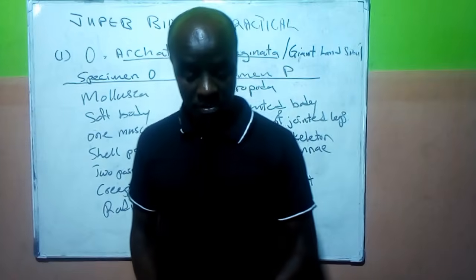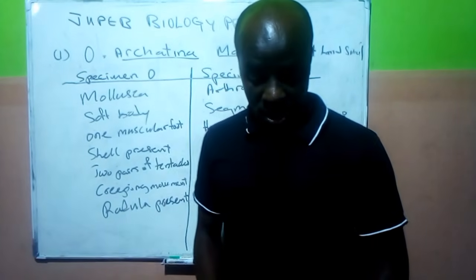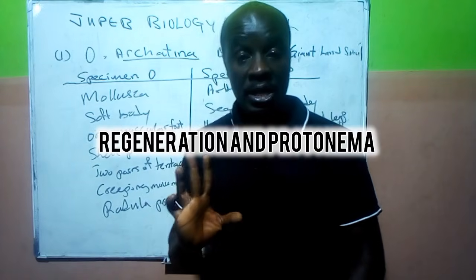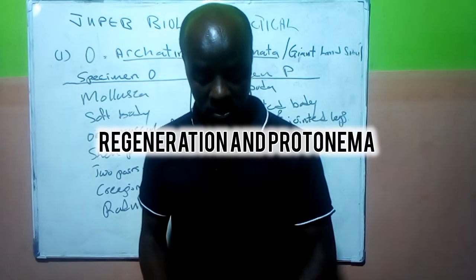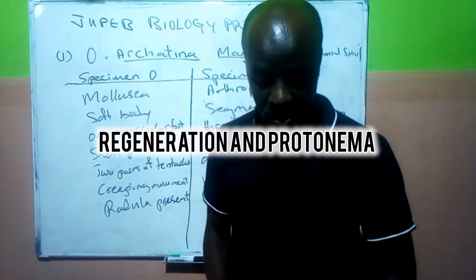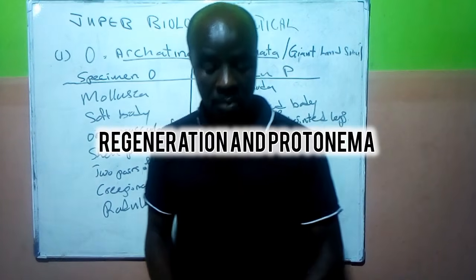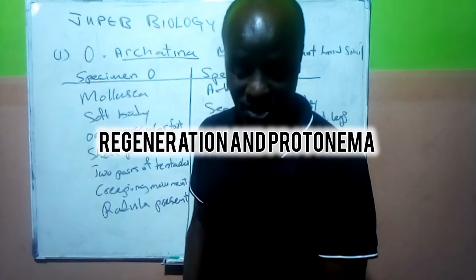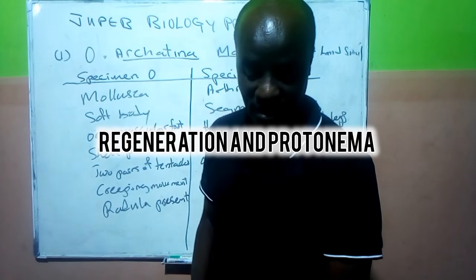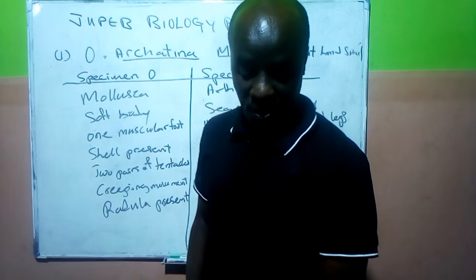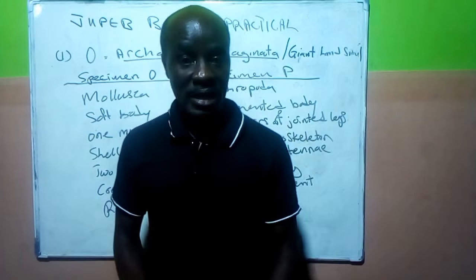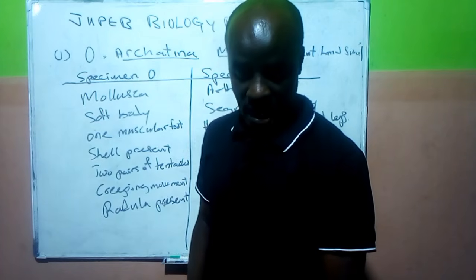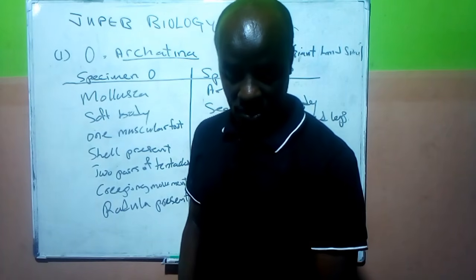For the asexual reproduction, it occurs in two methods. One of them is regeneration, and the other is protonema. Protonema is one of the methods, and regeneration. Like I have already told you, they are adapted to survive in damp places that help them to grow and survive.